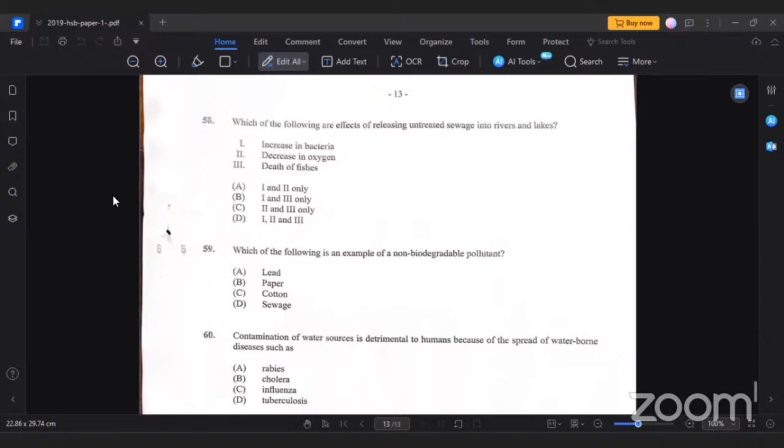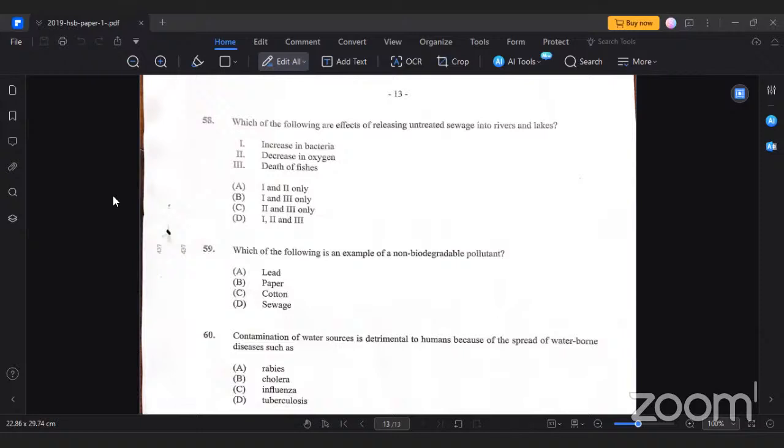Waiting for your answers. I know that there might be a delay, but send in your answers nevertheless for 58. Is it A, 1 and 2? Is it B, 1 and 3 only? Is it C, 2 and 3 only? Is it D, 1, 2, and 3? I am seeing B. I am seeing D from MXL, 1, 2, and 3. B from Mr. Walker. I am seeing B from JA as well. Any more answers?